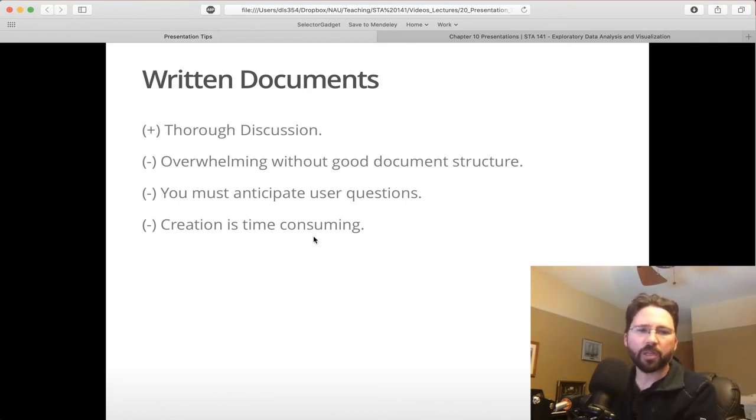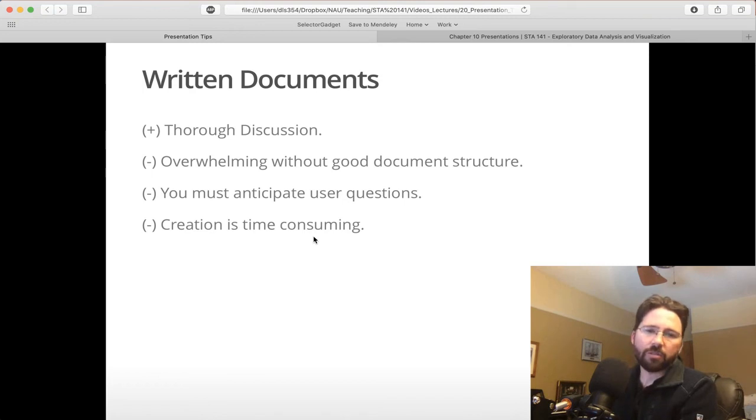Now, the nice thing about written documents is that you have the opportunity to be extremely thorough and explain yourself in very precise details. You don't have to worry about misspeaking because you can delete and try again, and you can be very, very thorough. The downside is that people don't like to read stuff very often. And a big long document can be extremely overwhelming.